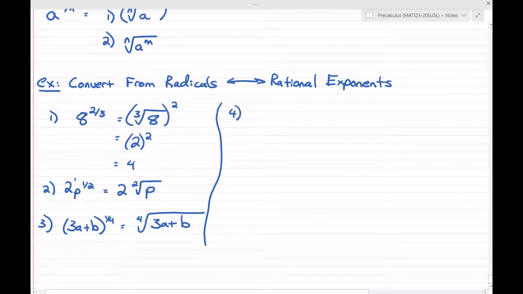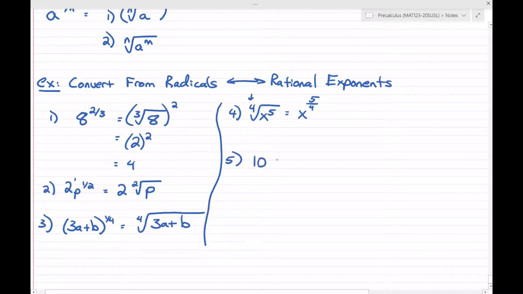The 4th example says, let's write the 4th root of x to the 5th as rational exponents. So according to the rule, this is always the denominator of our fraction, and the 5 would go on top.